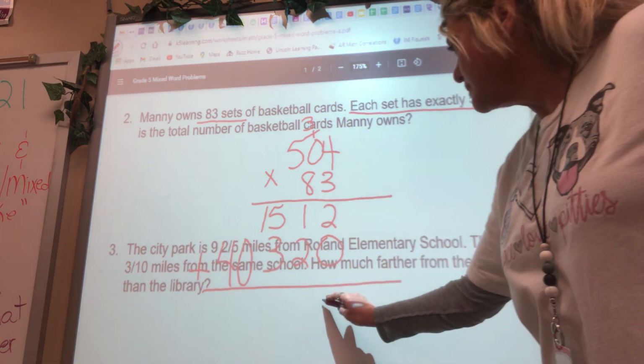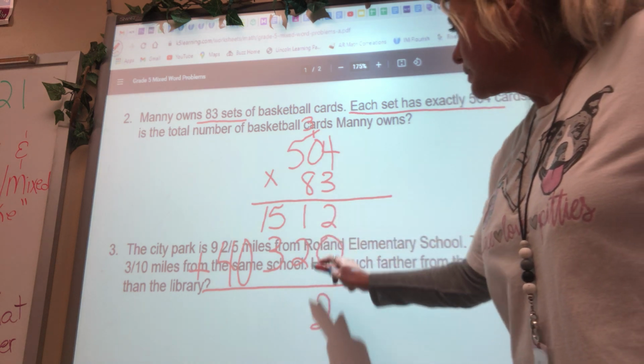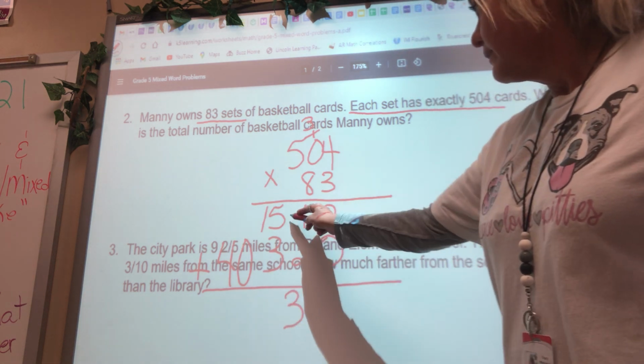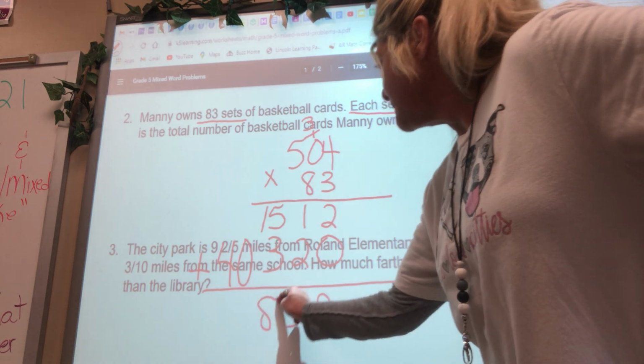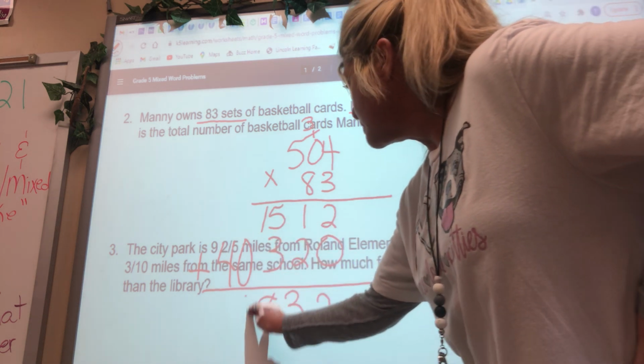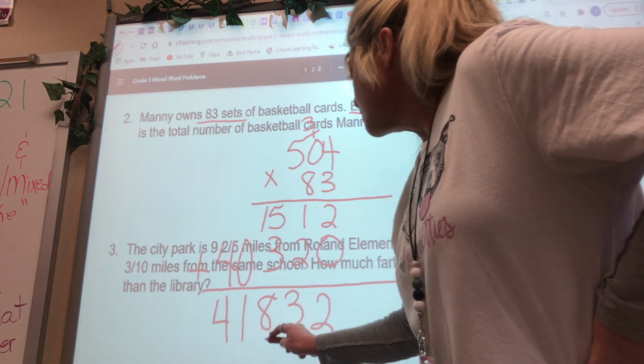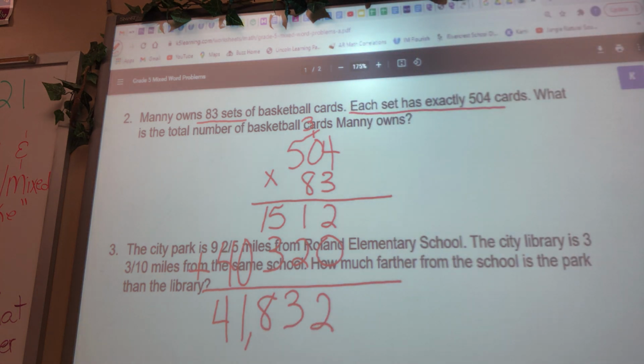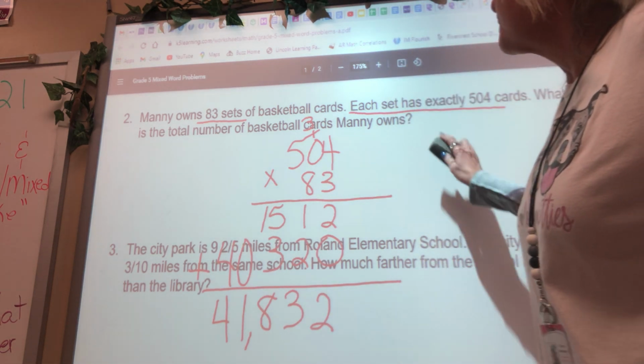So we have 2 plus 0 is 2. 1 plus 2 is 3. 5 plus 3 is 8. 1 plus 0 is 1. And then a 4. So altogether, Manny owns 41,832 cards.